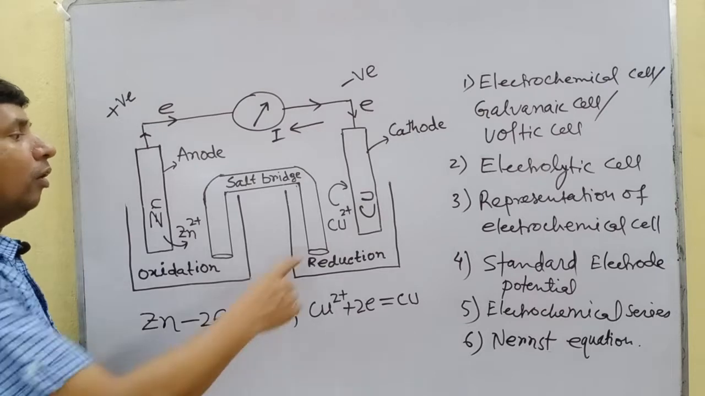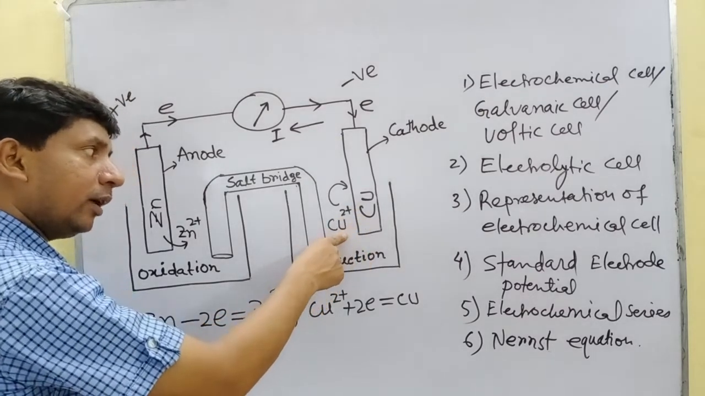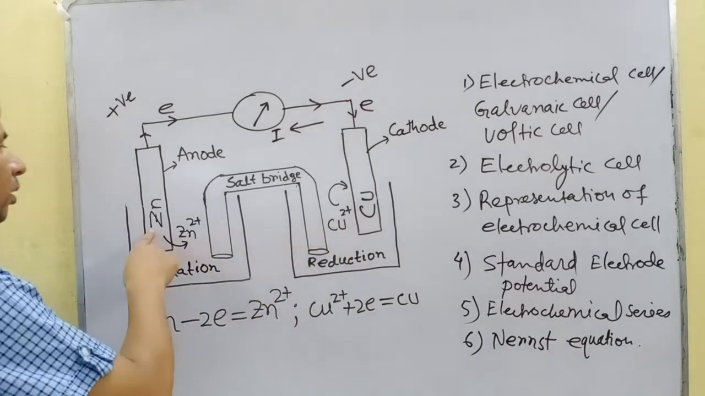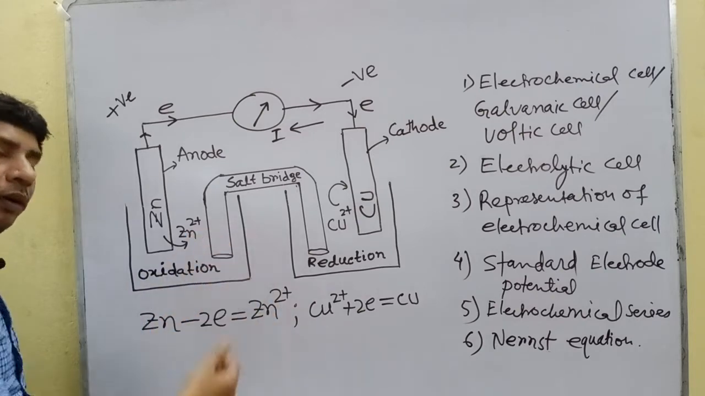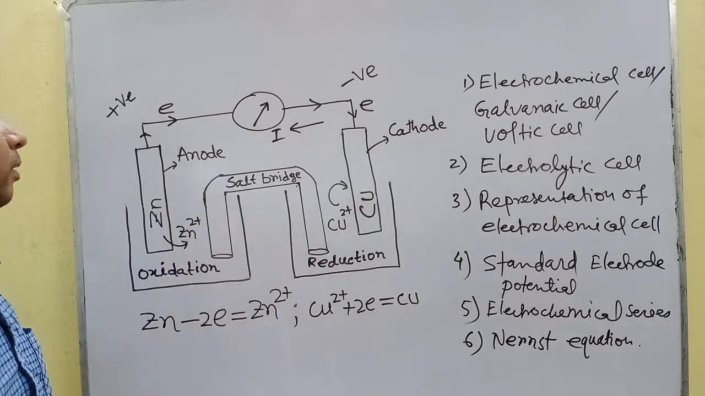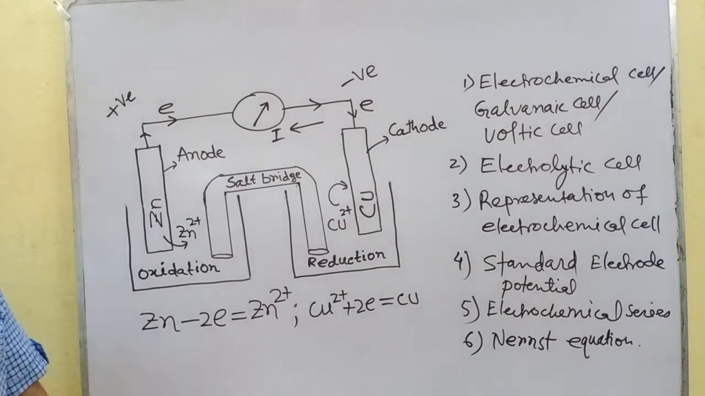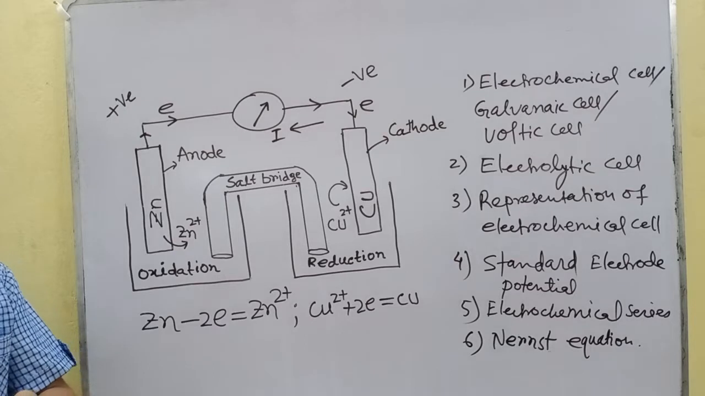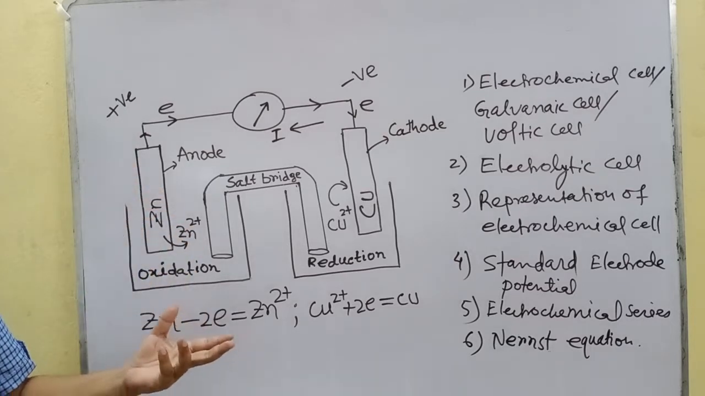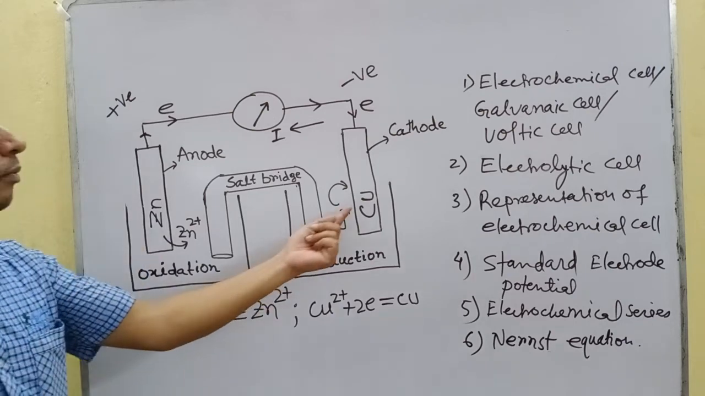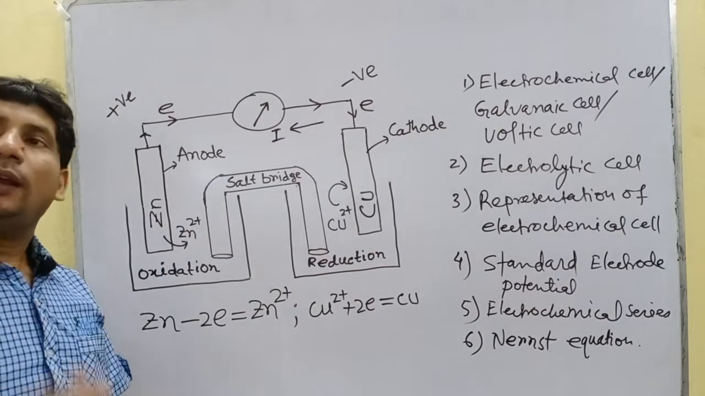Here copper can accept electrons from its own ions. Copper can donate electrons to its own ions, and zinc can donate electrons to its own ions. Clear? Zinc can donate electrons and form the Zn2+ ion. Electrode potential is the tendency of a metal strip, when it contacts its own ionic solution, to donate or accept electrons. This tendency is known as electrode potential.